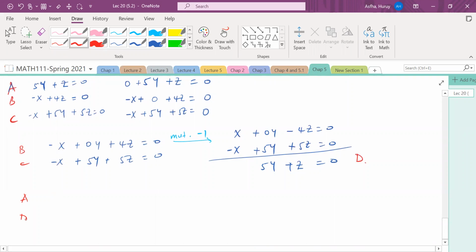So let's pick A and D. The reason why I'm doing that is because equation A doesn't have the variable x, and equation D, the same, doesn't have the variable x. So they both have the same variables y and z. Now I can use the techniques that we learned to solve a system of linear equations in two variables. So let me write this one.